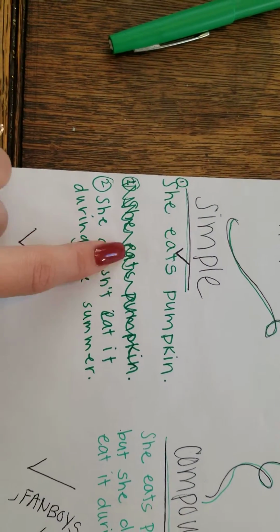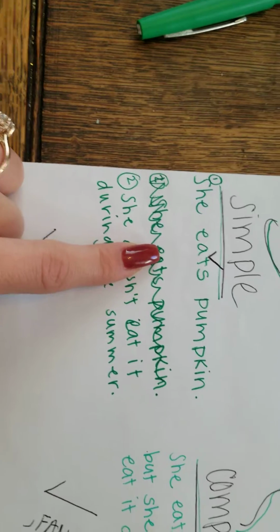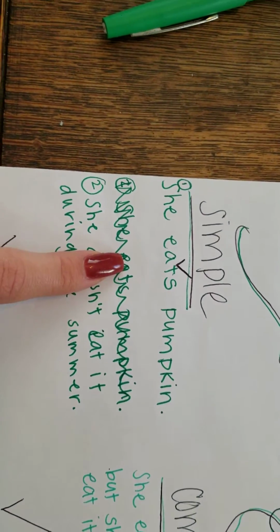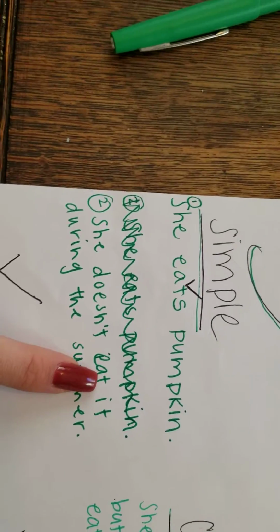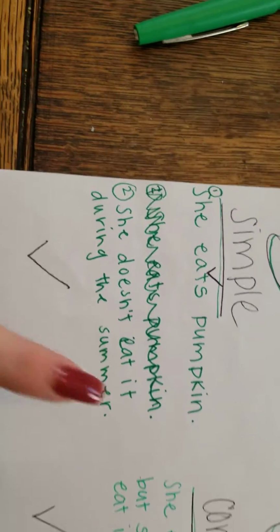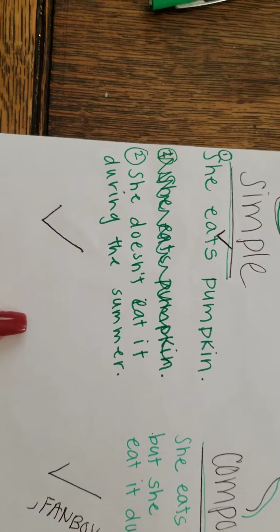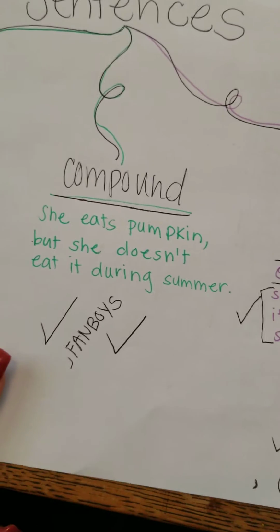Okay, simple sentences. If we had simple sentences through our whole story, our reader would get really, really bored. She eats pumpkin. She doesn't eat it during the summer. She prefers to eat it in the fall. If we had that same type of sentence over and over, our reader is going to get really bored. So that's why we want to mix up our sentences.